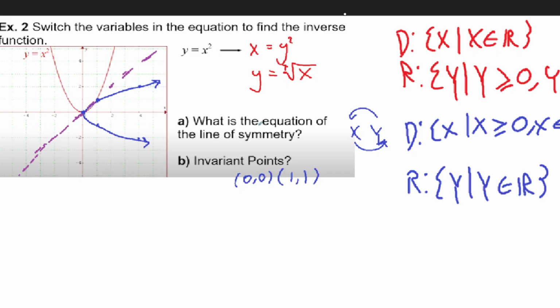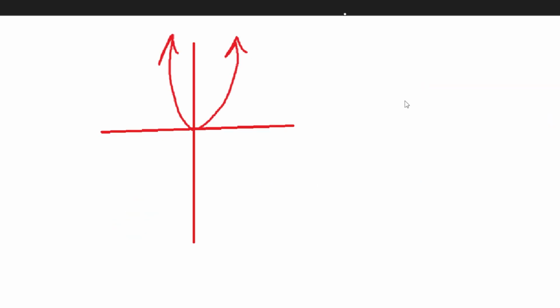Now let's see if this inverse is a function. And no, it is not. Now you can see if the inverse is going to be a function or not by just doing a horizontal line test on the original. See? This passes through twice, which means the inverse of that function will not be a function.